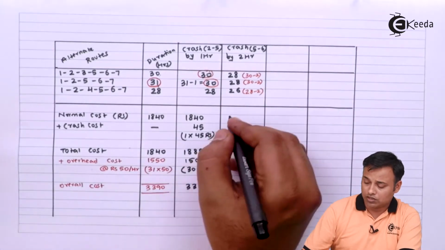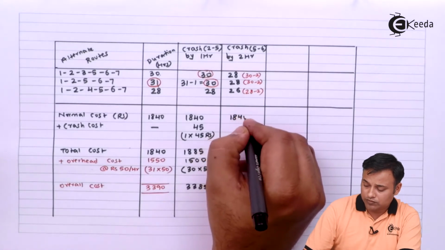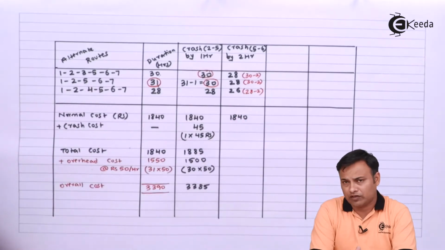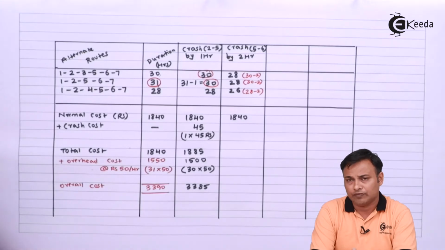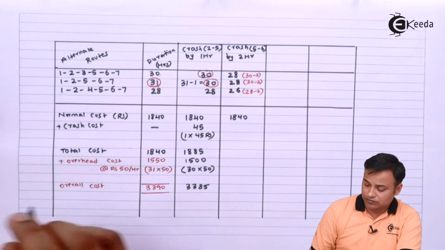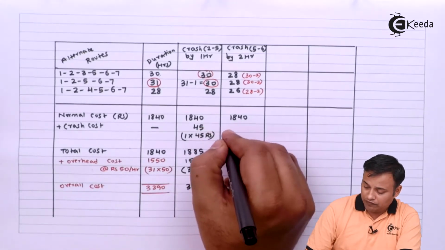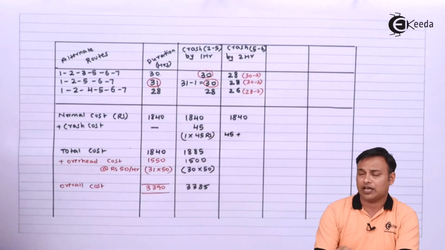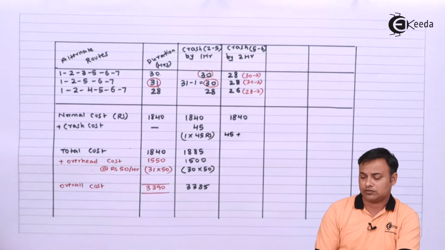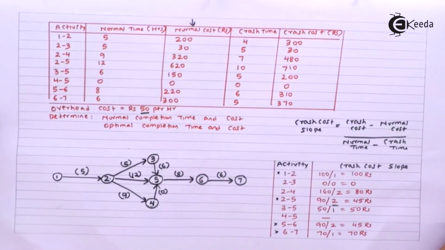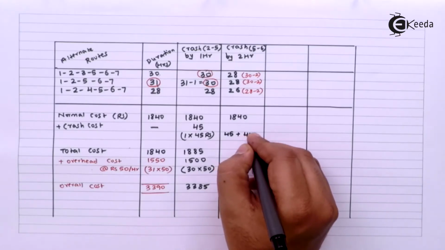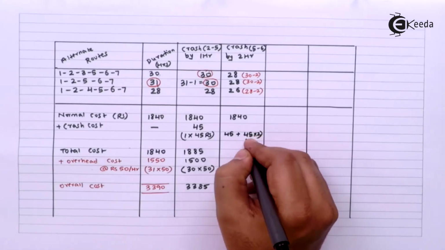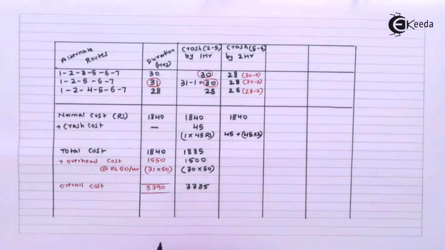Now my normal cost is 1840. I have already spent 45 rupees on crashing in the first crashing. That shall be carried forward. Ye 45 pehle ka, aur abhi ka humne crash kiya 5-6 by 2 hours. Hamare crash cost slope table mein 5-6 ka per hour 45 rupees hai, to 2 ghante ka uska 90 rupees ho jayega. So 45 rupees per hour into 2 hours, 90 rupees.